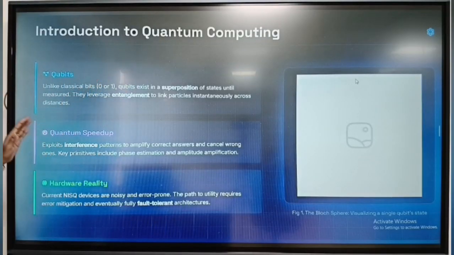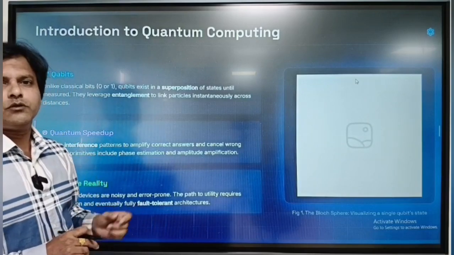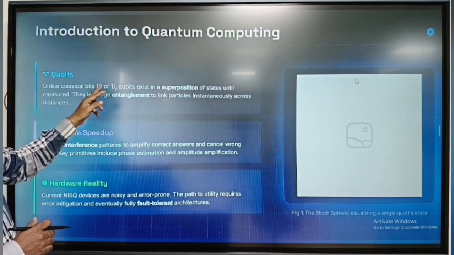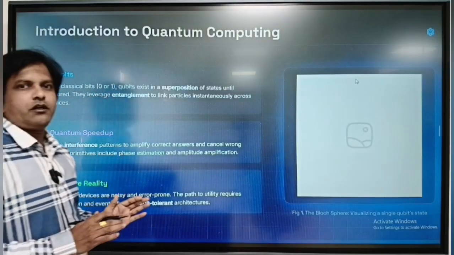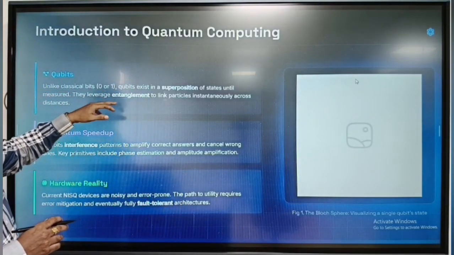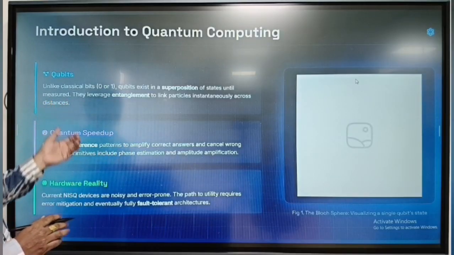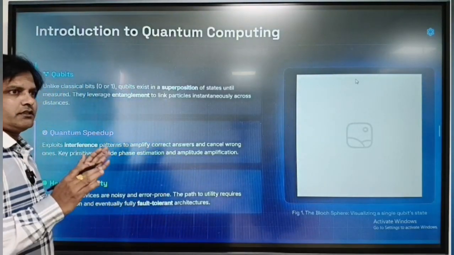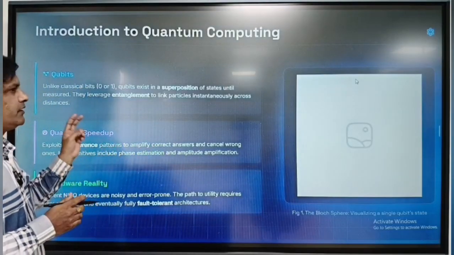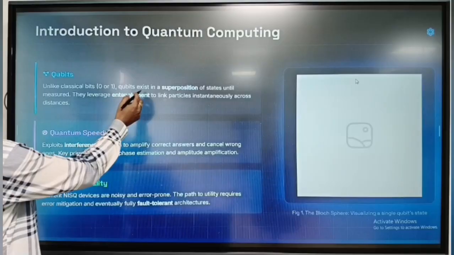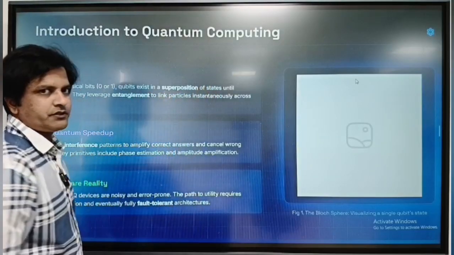Introduction to quantum computing. Qubits. Qubits are the units of quantum computing. Here they are represented by two states, 0 or 1, not individually but simultaneously. So 0 or 1 simultaneously exist in a process, and the process is simultaneously executed in both yes or no ways. So qubits exist in a superposition of states.